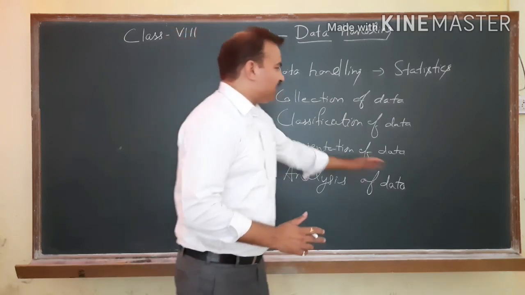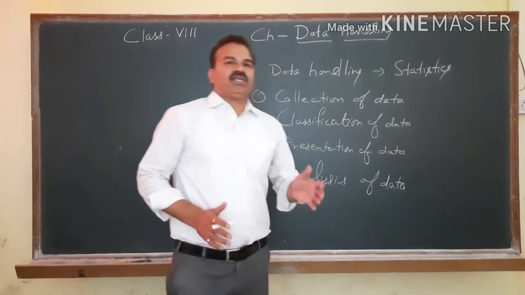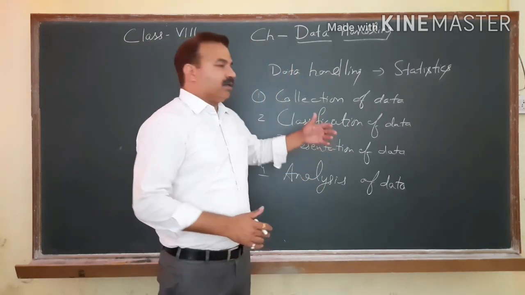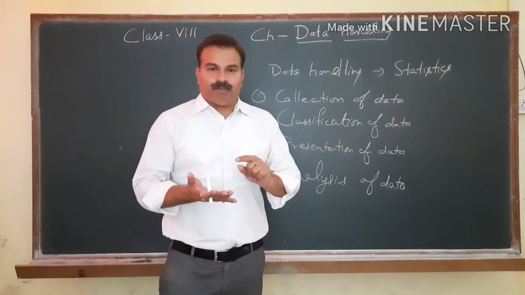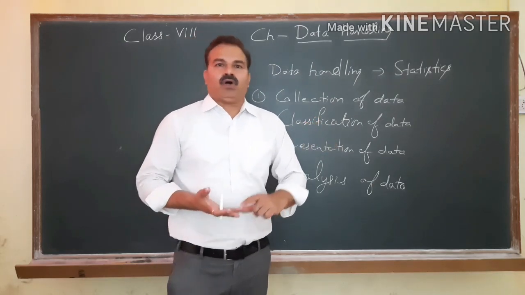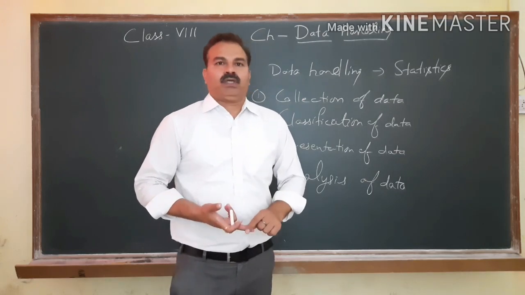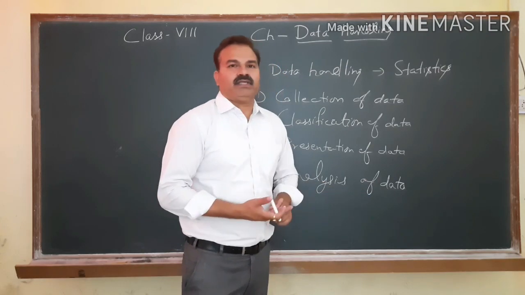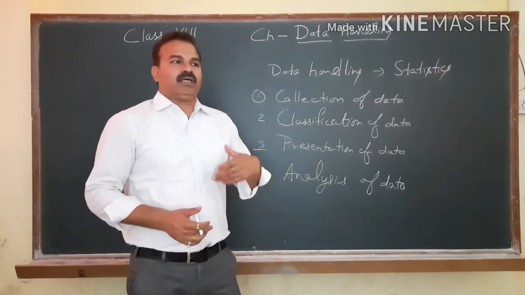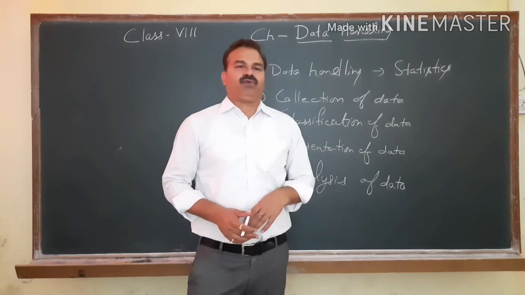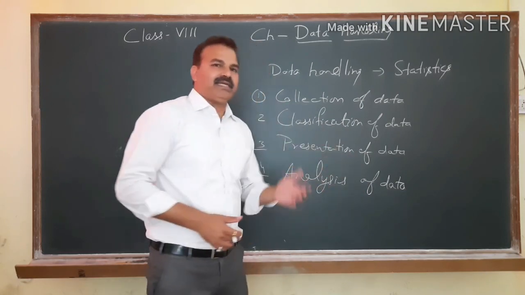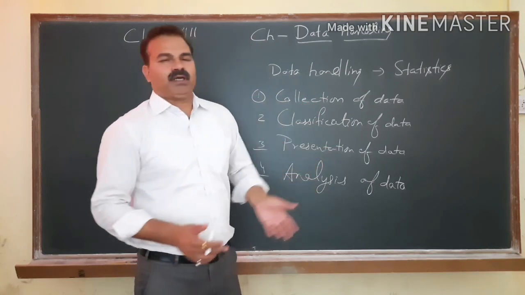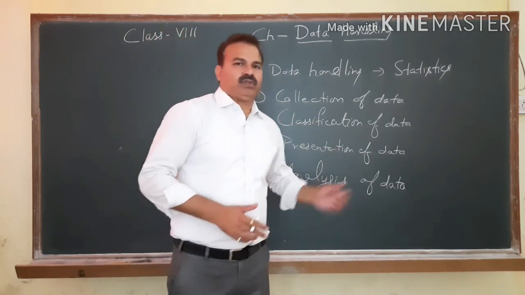Now, third is the presentation of data. Presentation of data means how to put that information either in a bar graph form, or in a pie chart, or in a histogram, or you have learned also about the pictograph in the junior classes. And last is the analysis of the data. Analysis of data means the result. Whatever information we want from there, we can easily get from a particular type of graph or in whichever presentation form we have shown that one.